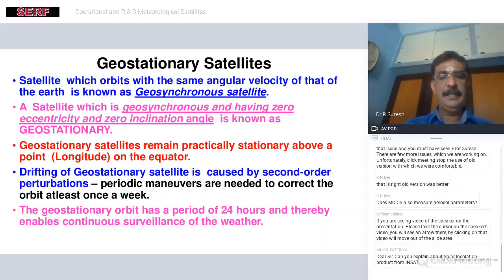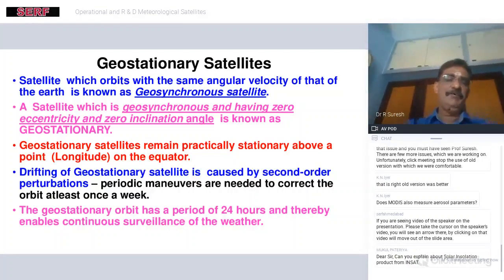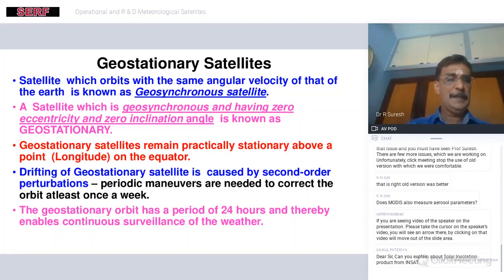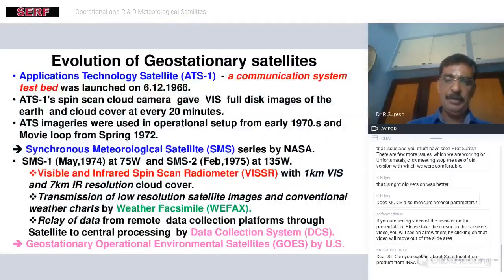But here again, there is a small aberration which we used to call drifting. That drifting takes place, and then we have the method of correction. The drifting correction is being applied. We are able to see the same view, maybe not much difference, hardly a few kilometers alone that matters, that's all. So that also is getting corrected nowadays. It has the same orbital period as that of Earth, that is 24 hours.